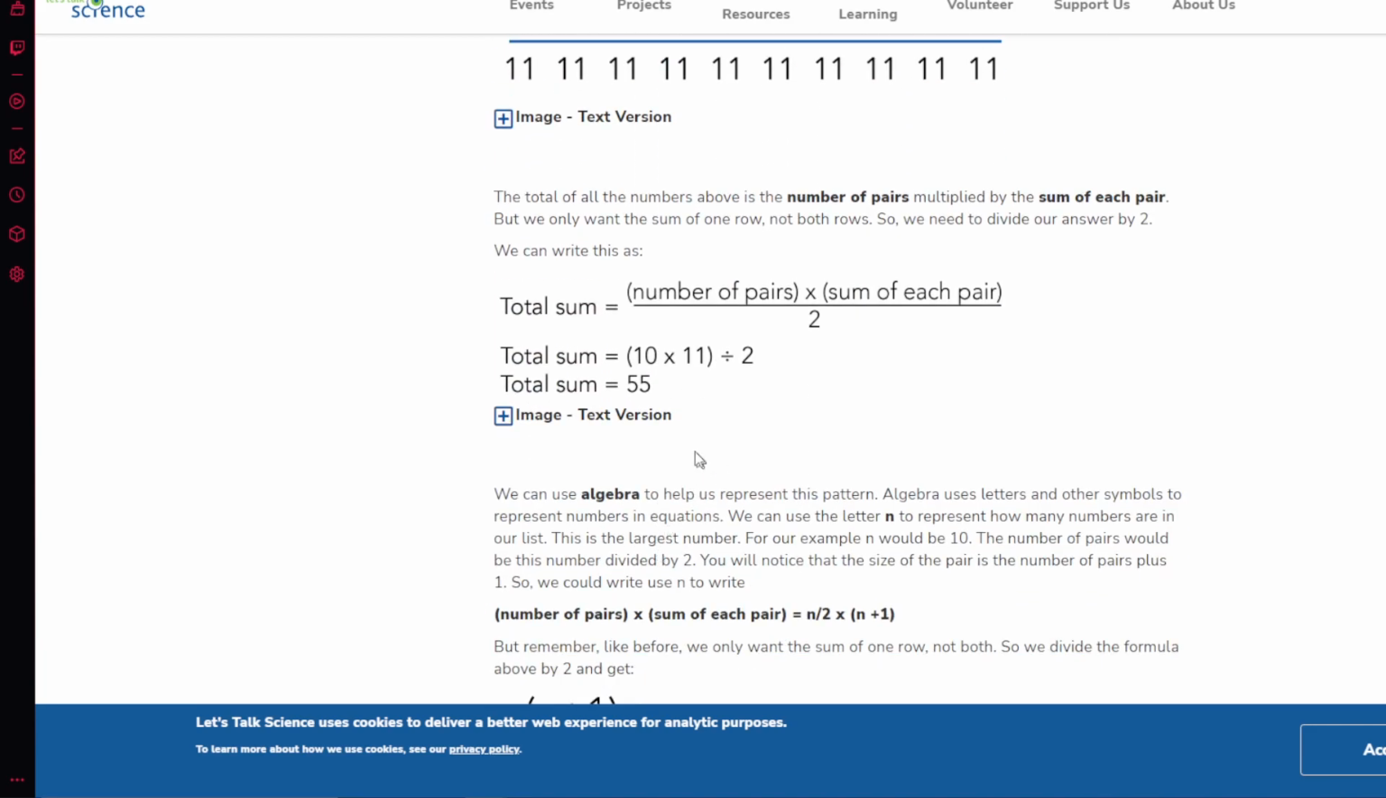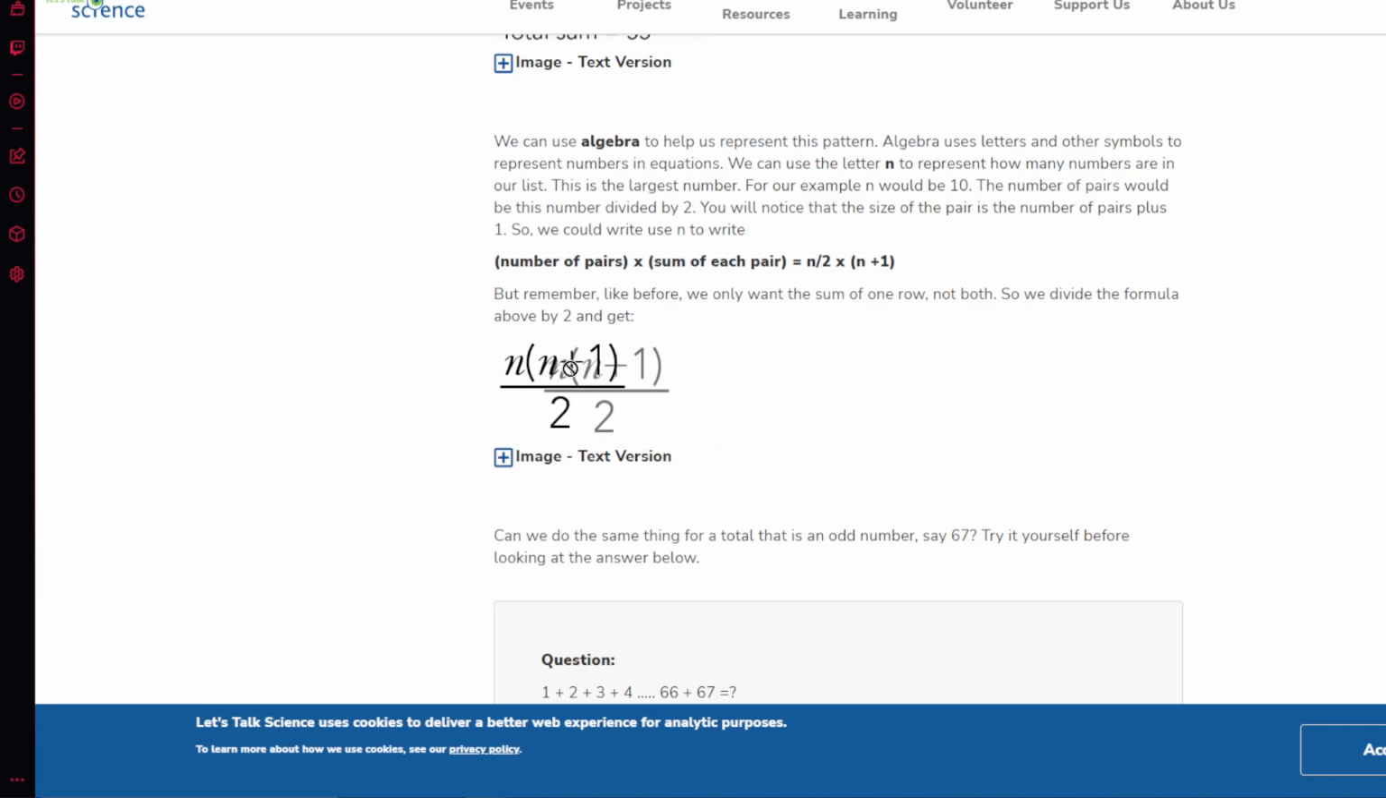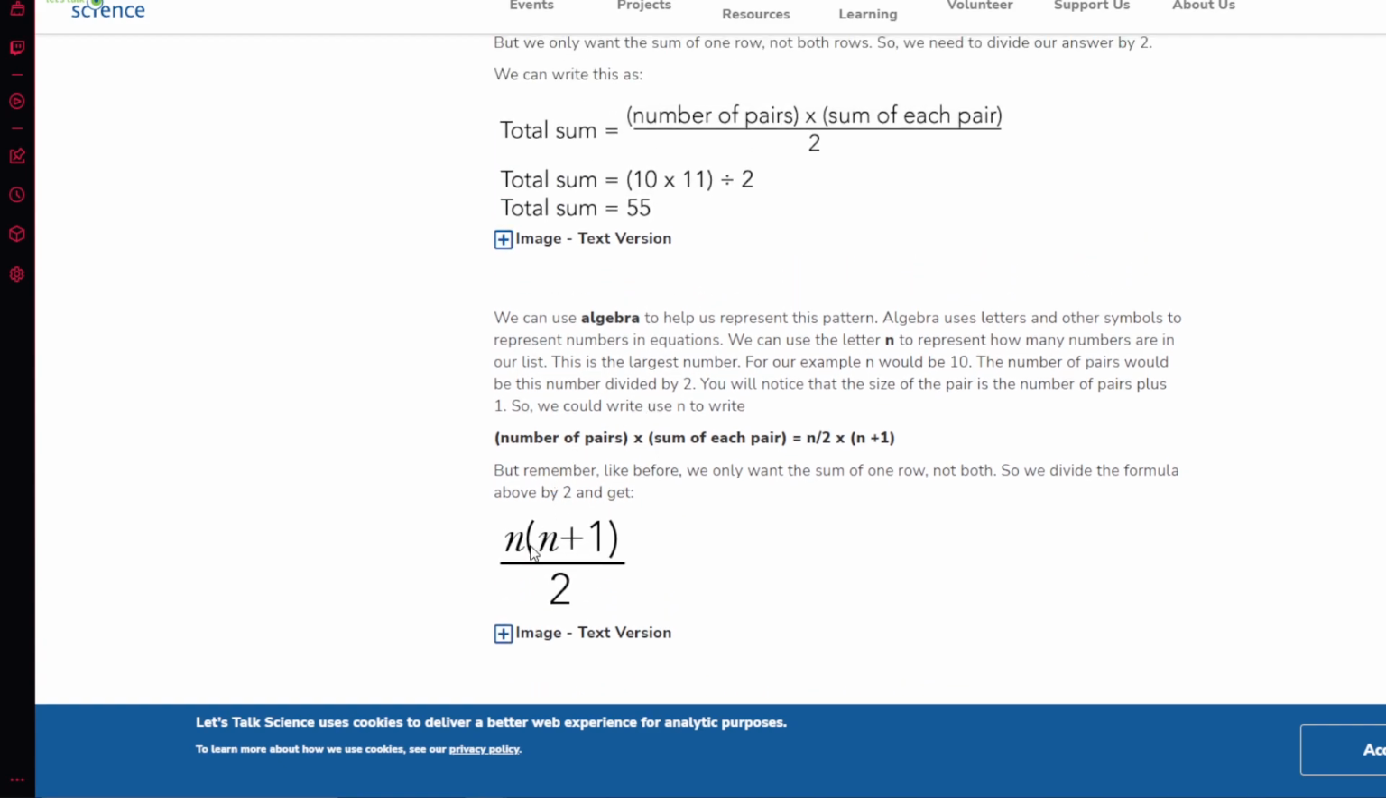So if we come down here, we can see that the total number of pairs times the sum of each pair, which is n times (n plus 1) divided by 2. So right here, Gauss summation. So n plus 1 multiplied by n. So the total number of pairs times the sum of each pair divided by 2.